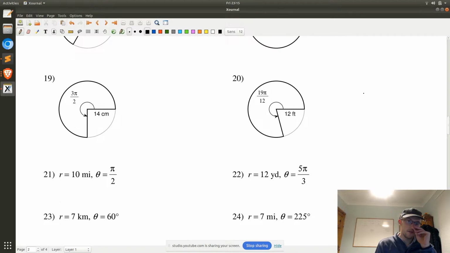Pi r squared. 196 pi and 3/4 of that. $49 triple 147. I think.